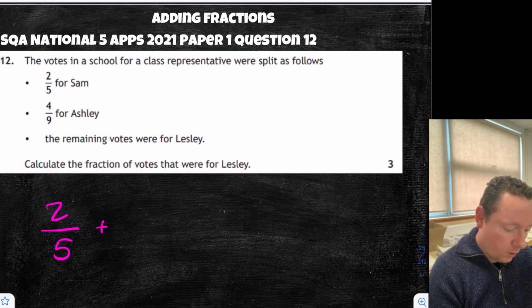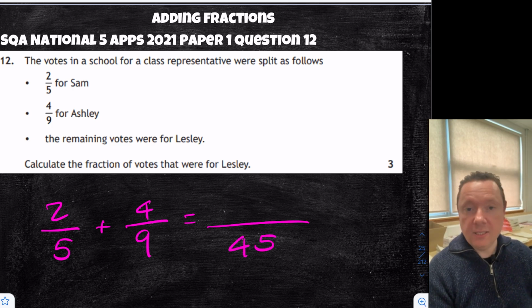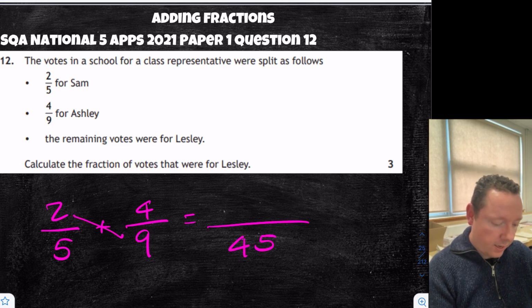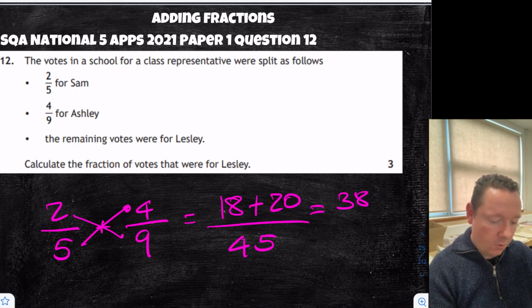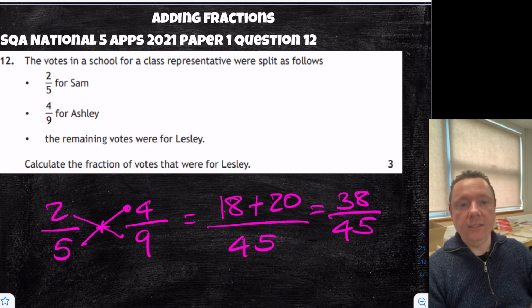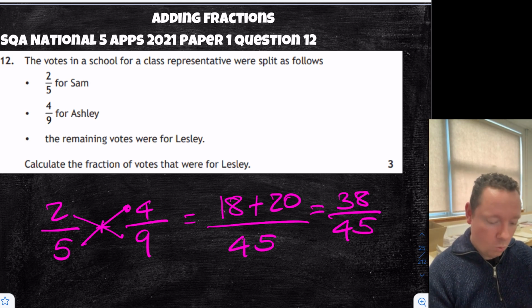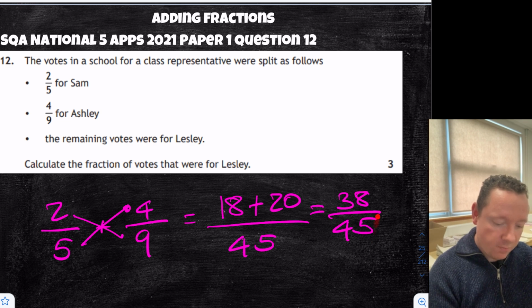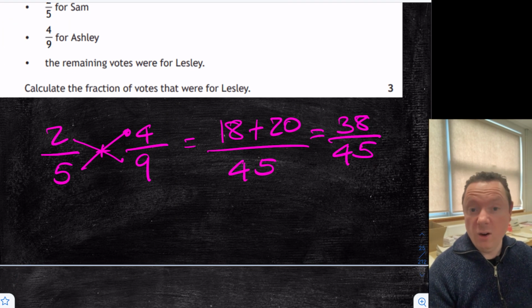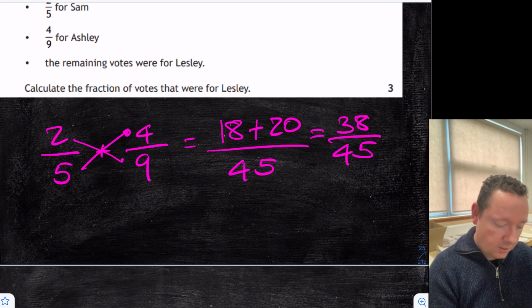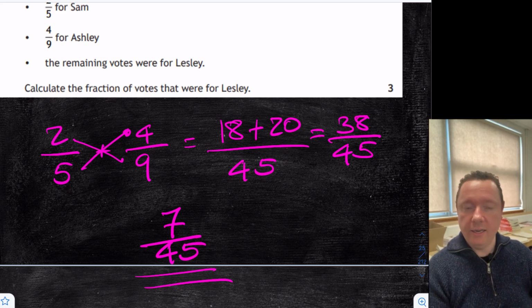2/5 plus 4/9. Common denominator is 45, 5 times 9. This one's been times by 9, so that's 18, 2 times 9. And this one's been times by 5, so that's 4 times 5, 20. 20 plus 18 is 38 out of 45. So now I need to know how much is left over to make a whole 1. The easiest way to do that is just do 45 minus 38 to get a whole 45, in other words. That is 7. So the answer is 7 out of 45. Check that it's simplified, and it is, so we're done there.